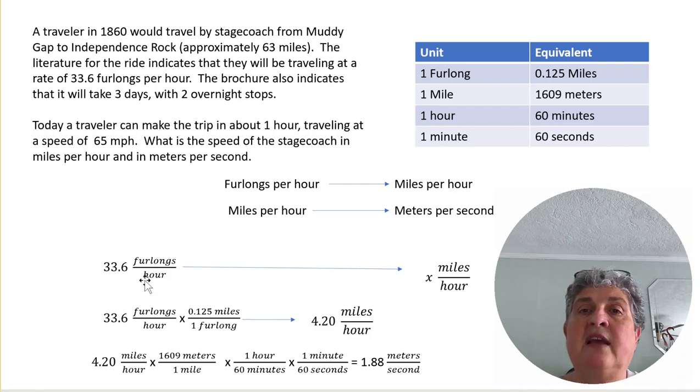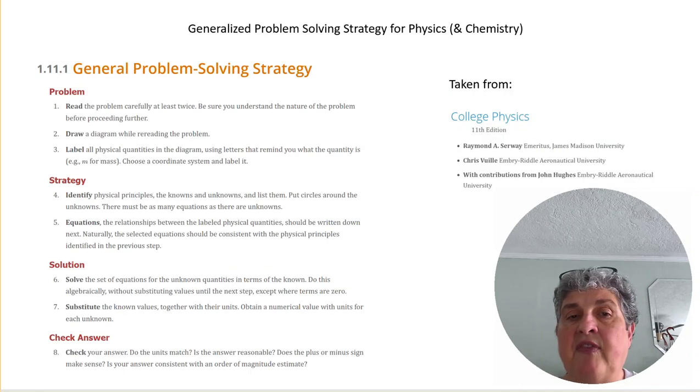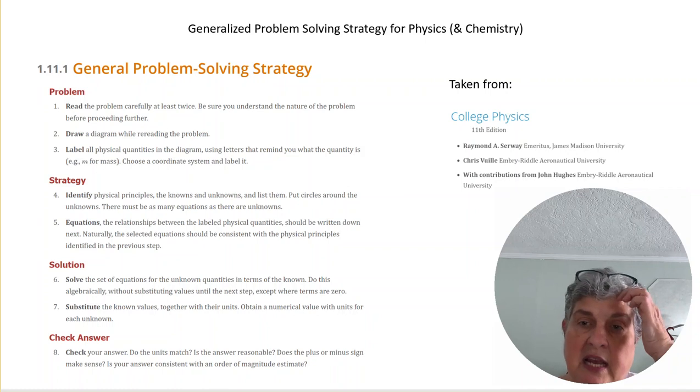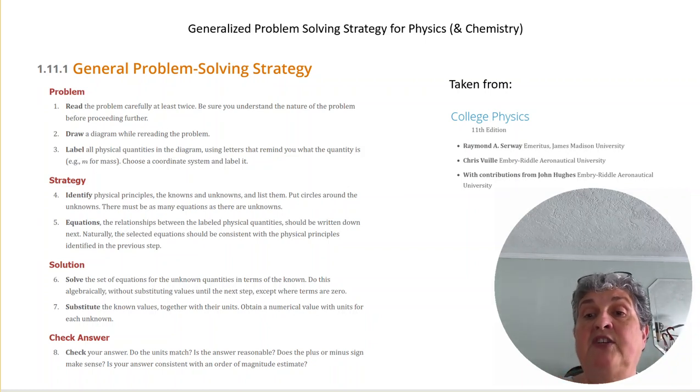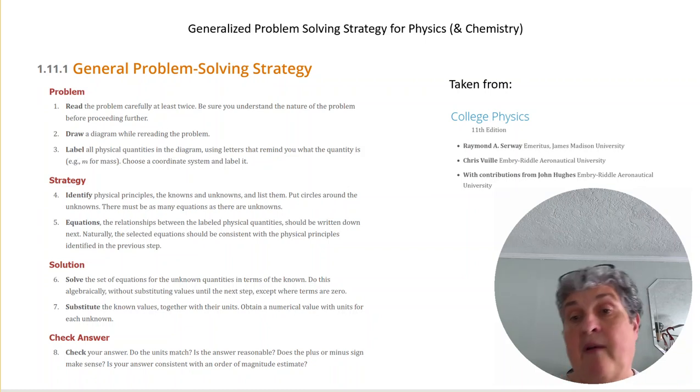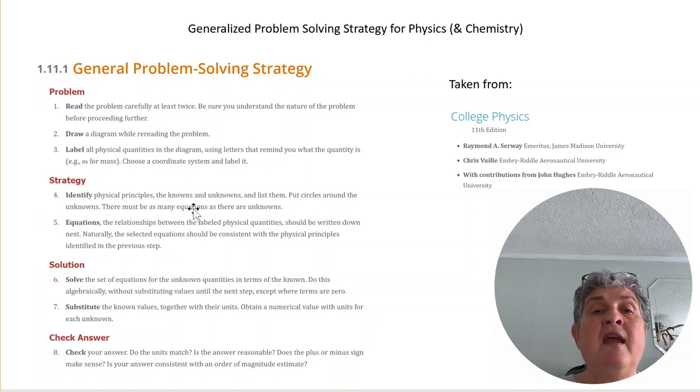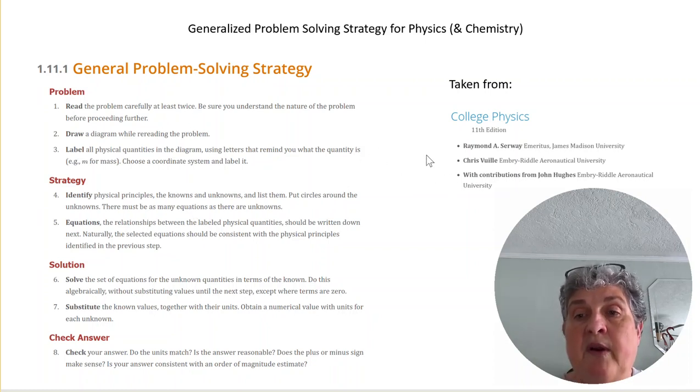So now let's take a quick second here and look at the problem solving strategy taken from the college physics text. That's a general problem solving strategy when we're dealing with physics problems or chemistry problems, there's only a couple of steps different here. No matter what you do, you want to read the problem. You may want to read it a couple of times. You may want to jot down what you think you know.